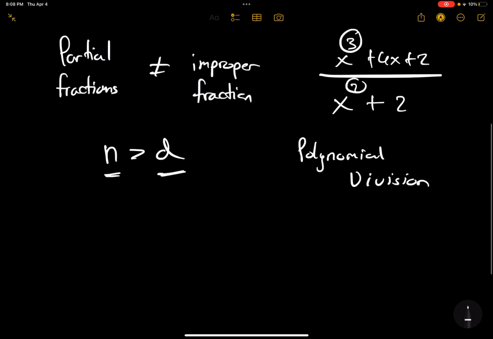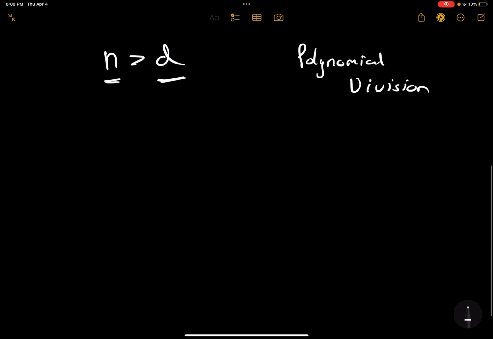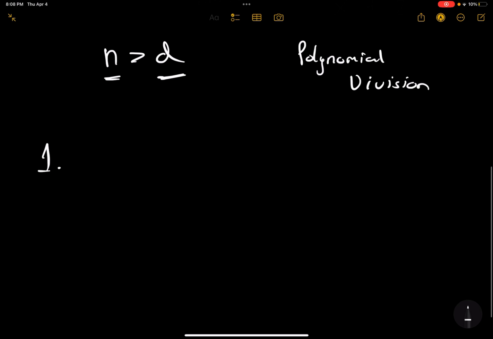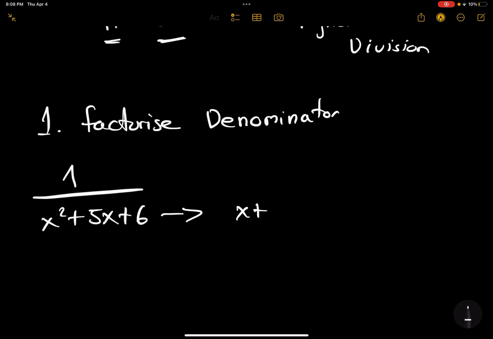Now, what tends to be really useful when we do this is for integration, but we won't go into it further. In order to actually do partial fractions, once we've had a proper fraction, we first of all have to factorize the denominator. This is pretty straightforward depending on the question. So let's just have 1 over x squared plus 5x plus 6. We know that this quadratic can turn into x plus 3, x plus 2, right?